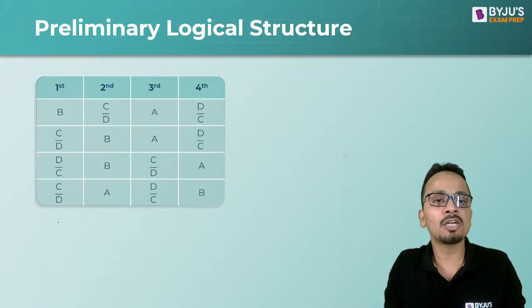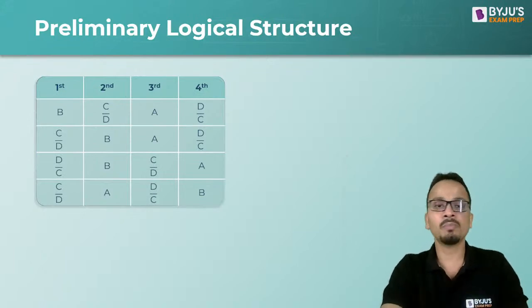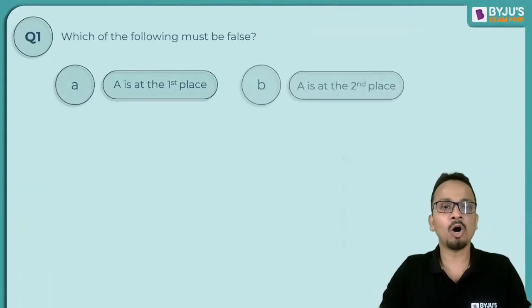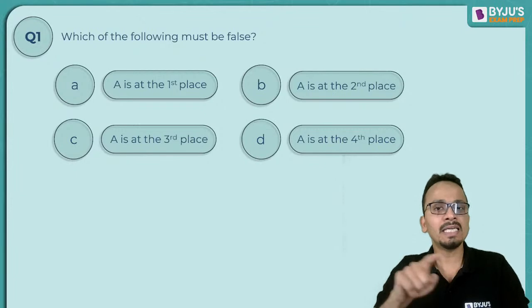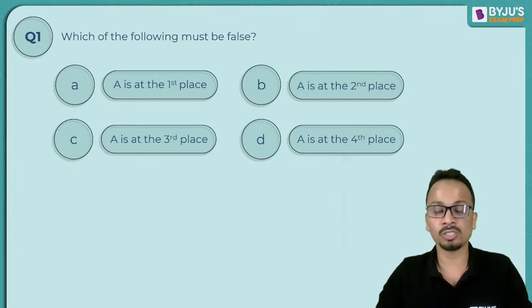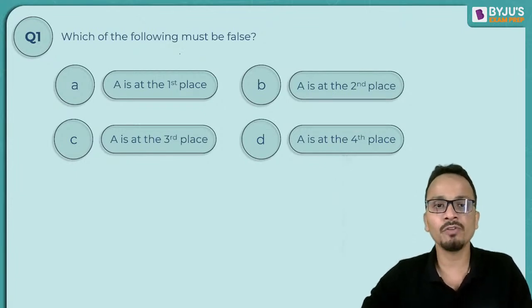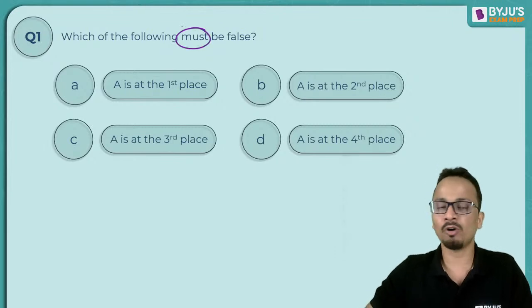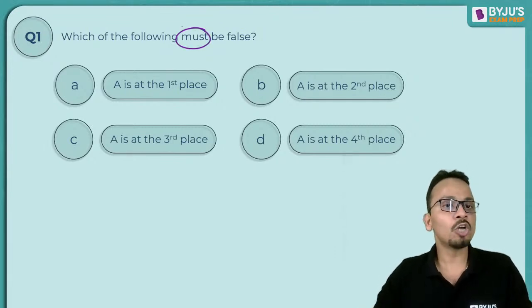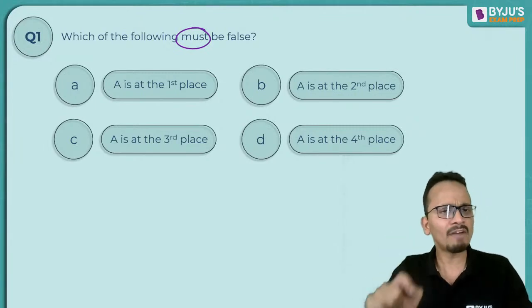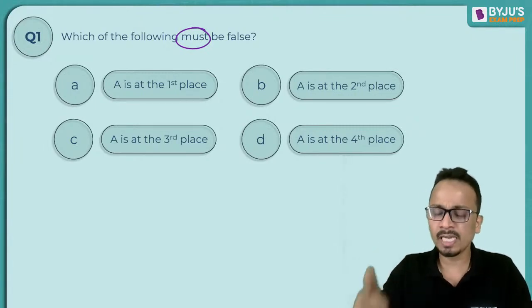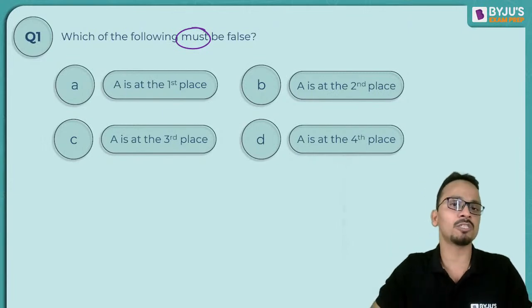Now let's start moving towards the question. Question number 1 on your screen now. All of you may answer this one. Which of the following must be false? You have to tell me which of the 4 options will be false, and read the language carefully. Which of the following must be false? The language is not asking you which of the following may be false. So you have to find out among the 4 options which is definitely a false option.